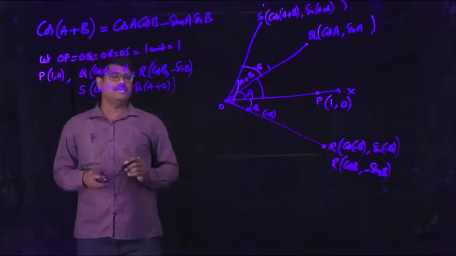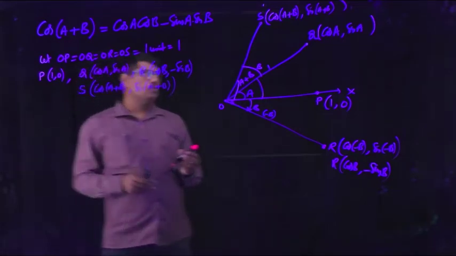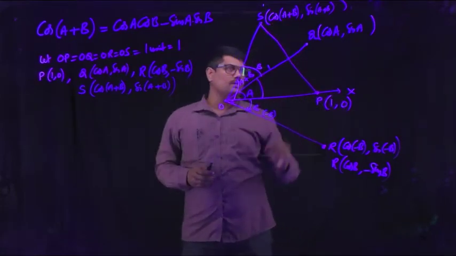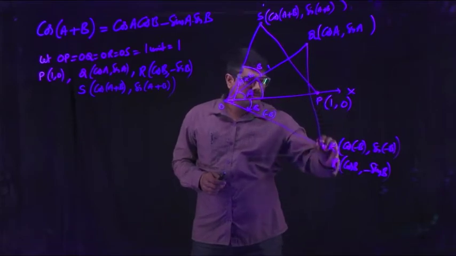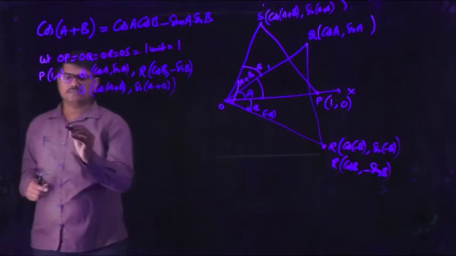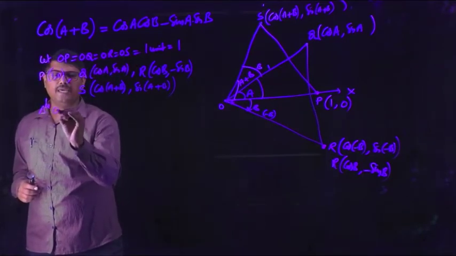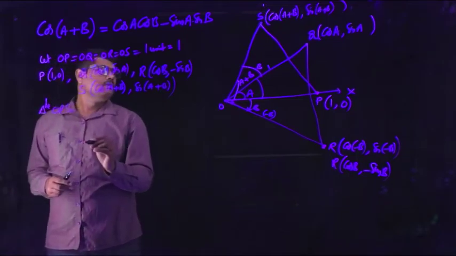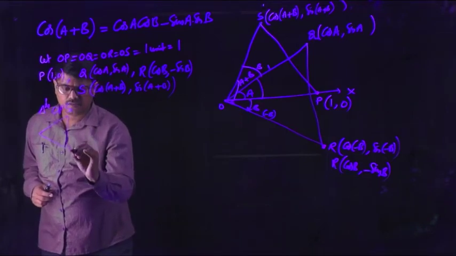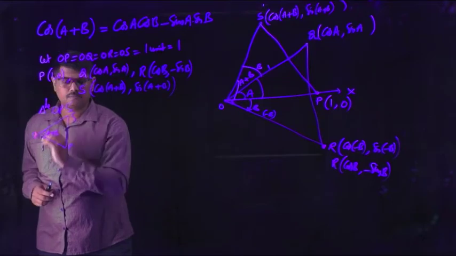Cos of A plus B, sin of A plus B. So I am constructing two triangles here, joining PS and joining QR. So there you can observe two triangles. One is OPS. From triangle OPS, let me draw the triangle in a smaller manner. This is P, this is S, this is O, which makes an angle A plus B.